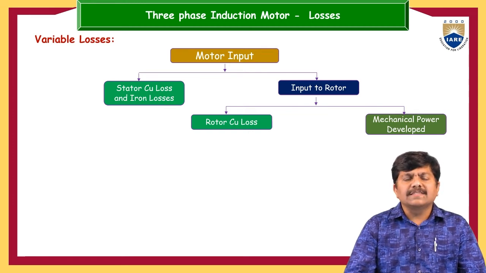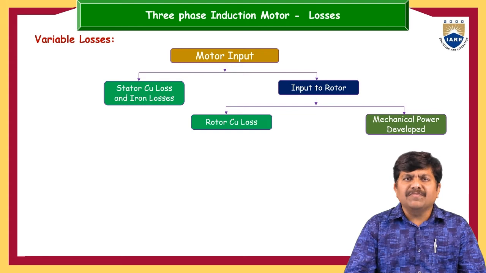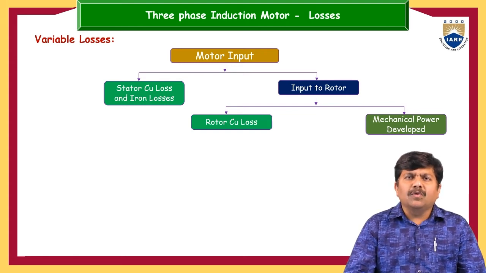Only rotor core losses can be ignored because the operating frequency is very, very small. But the rotor currents are very large, so that's why rotor copper losses cannot be ignored. That's why we specifically mention that the rotor input is going to meet the rotor copper losses. Then the remaining power will appear across the rotor output terminals as mechanical power developed.